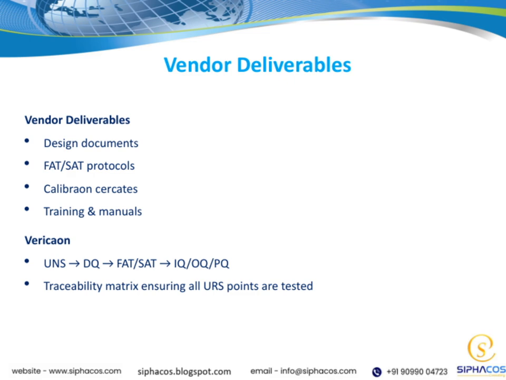To keep everything transparent and traceable, we use a traceability matrix. This matrix links all the testing activities back to the original URS points, making sure that every requirement is tested and verified properly. In summary, these vendor deliverables and verification steps help us maintain quality, ensure compliance, and ultimately deliver a system that meets all your needs.